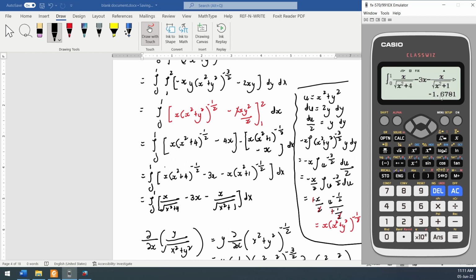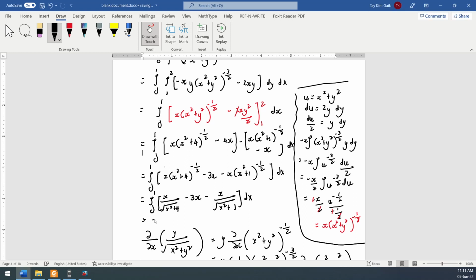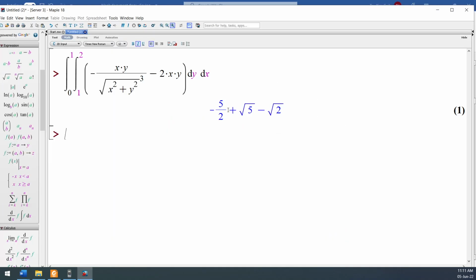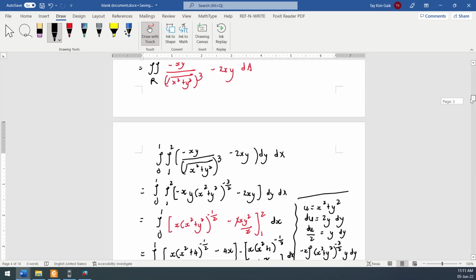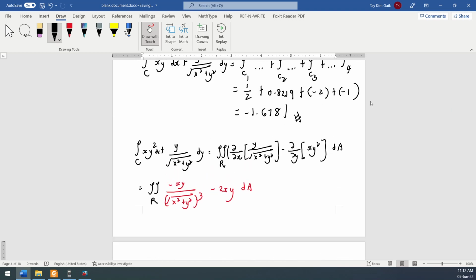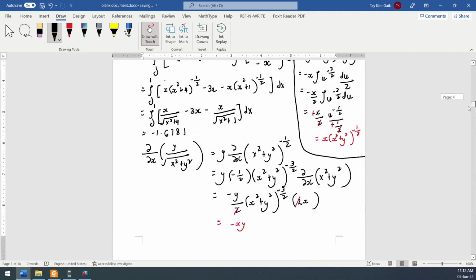Okay, you get the answer negative 1.6781. Negative 1.6781. This one directly puts the double integral into the calculator, or just now we evaluate it without using Green's theorem, and we get negative 1.6781. Up to this one, I didn't do it manually.